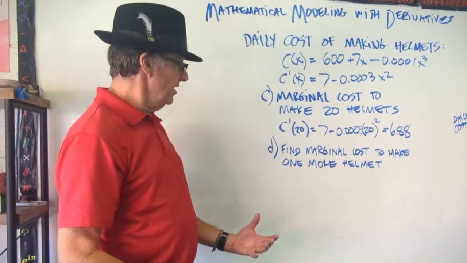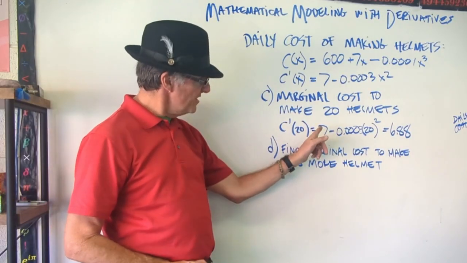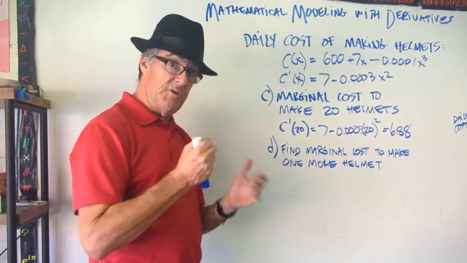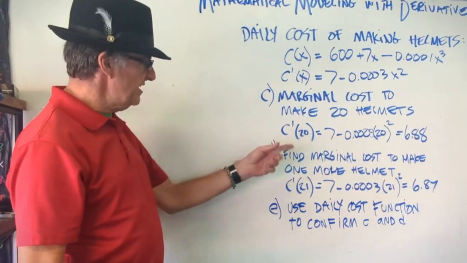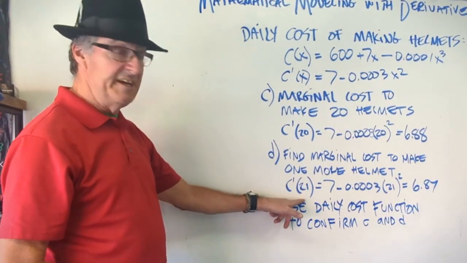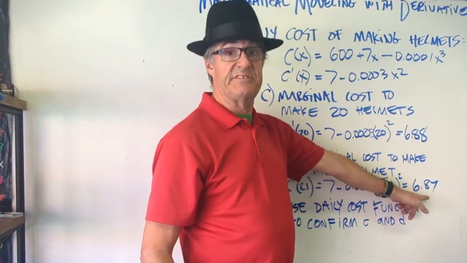Okay, what I want you to do is find the marginal cost to make one more helmet from this one. So pause the video, do a plug-in step, do your calculation, and come right back. Okay, this was just like this one, except I plugged 21 into our derivative function. I do my math, and I get 6.87.